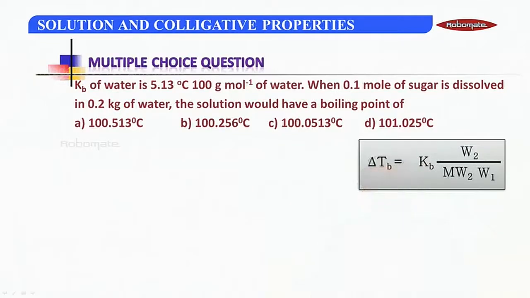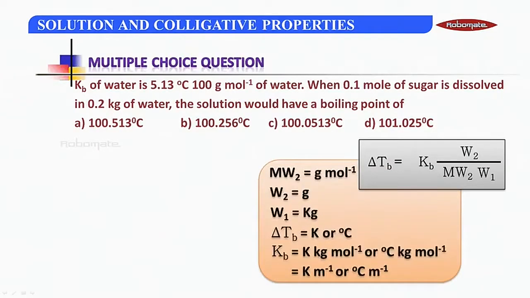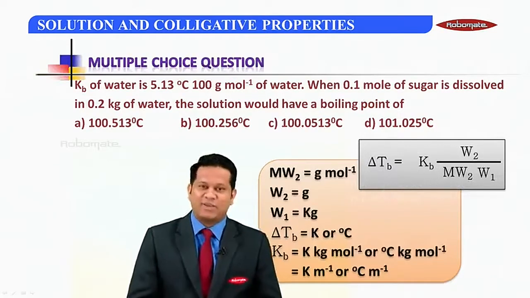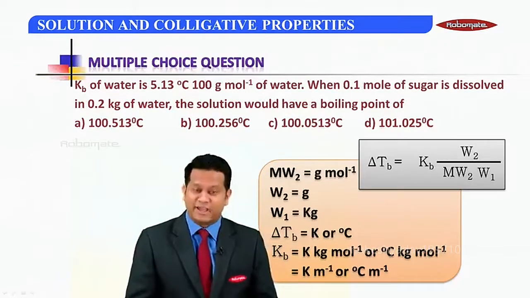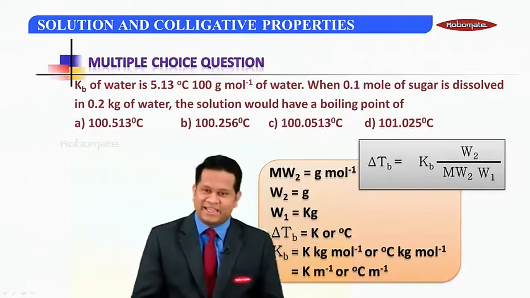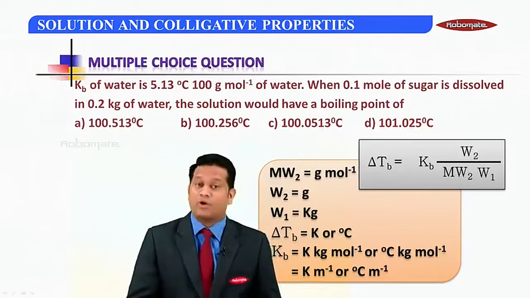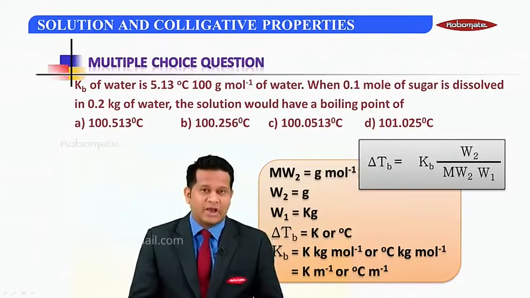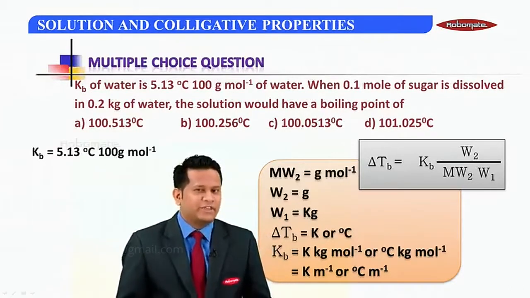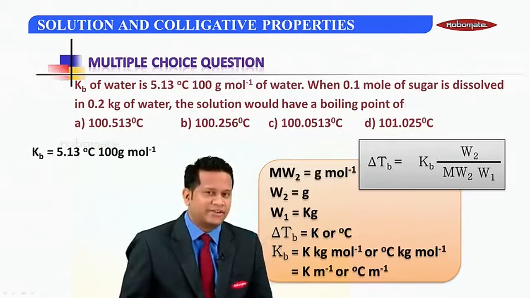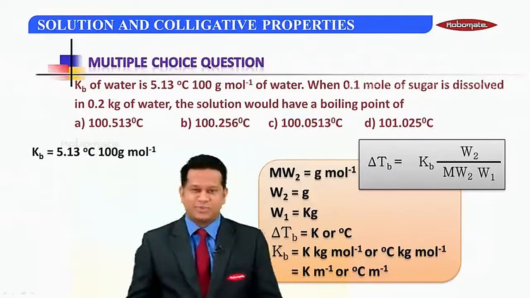Ideally, the formula which I'm going to use to calculate is delta TB is equal to KB W2 upon MW2 W1, where first of all I'll discuss the units. MW2 has to be in gram mole inverse, W2 has to be in grams, W1 is in kg, delta TB can either be Kelvin or degree Celsius, and KB has to be Kelvin kg mole inverse or degree Celsius kg mole inverse or Kelvin per molal or degree Celsius per molal. Now, first of all, the value of KB given is 5.13 degree Celsius per 100 gram mole inverse, which is not matching. It has to be degree Celsius kg mole inverse. So I have to correct that.